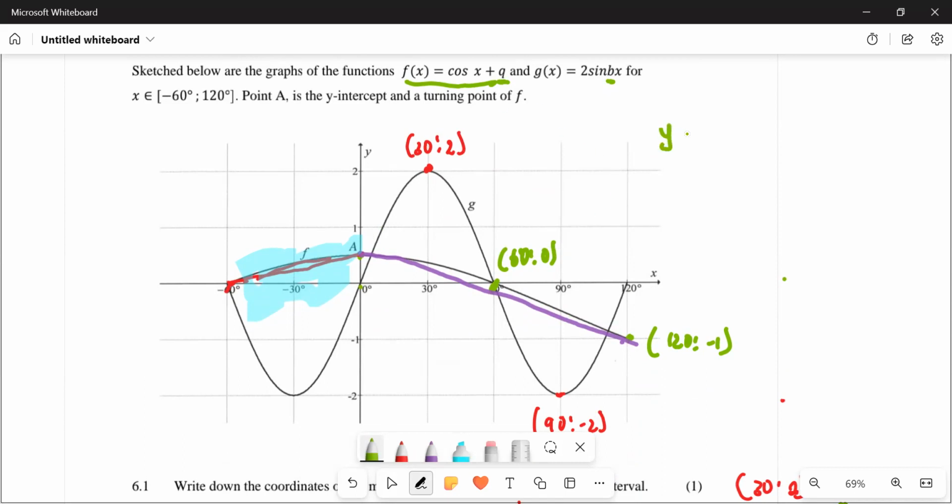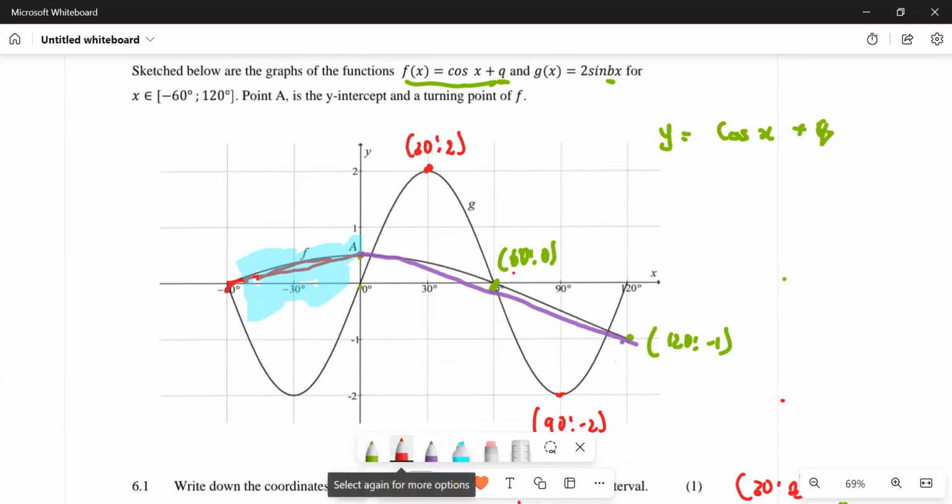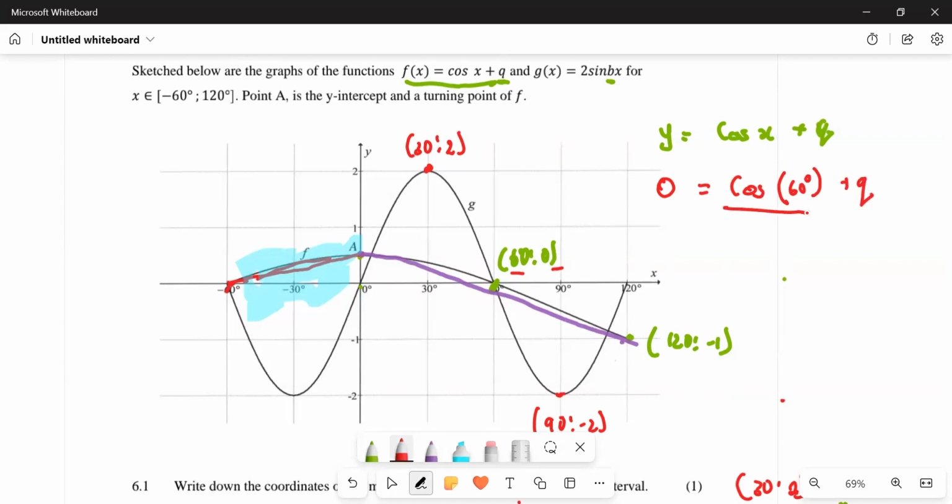So we're going to tell them we have y equal to cos of (x plus q). Then there's a point that we can use. Which point am I going to use? It's (60, 0). So I'm going to put 0 here. This is going to be equal to the cos of, what is my x? It's 60. Close bracket, plus q.